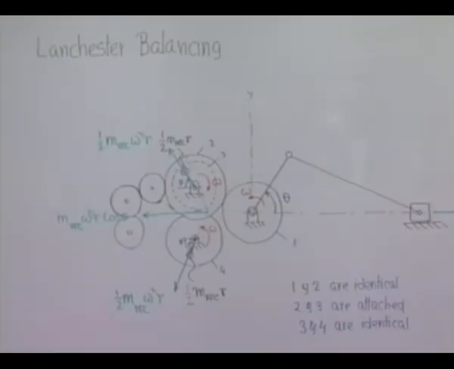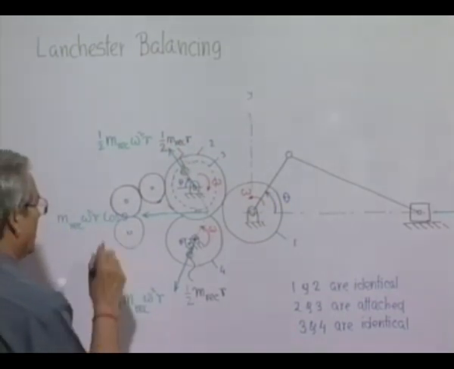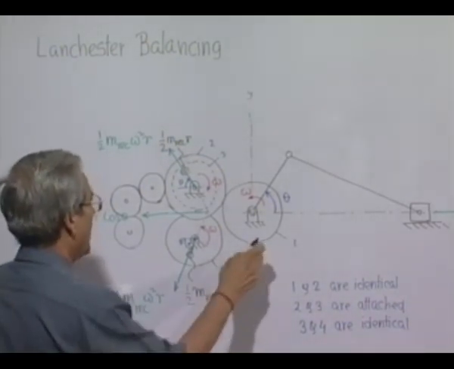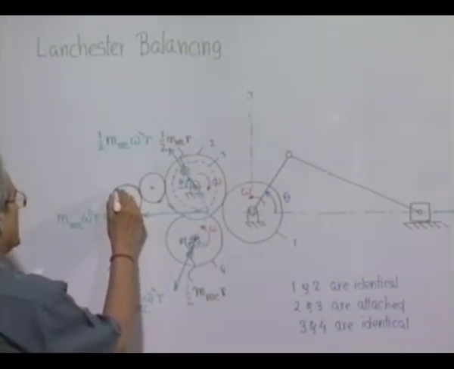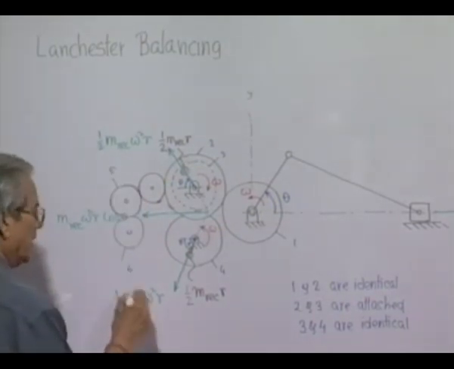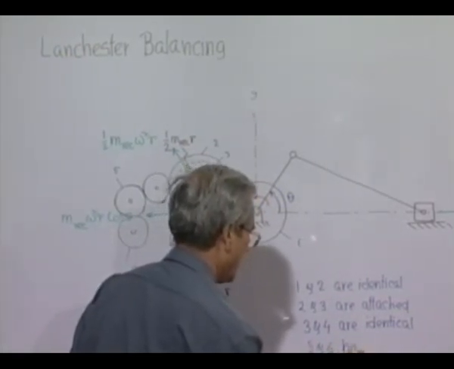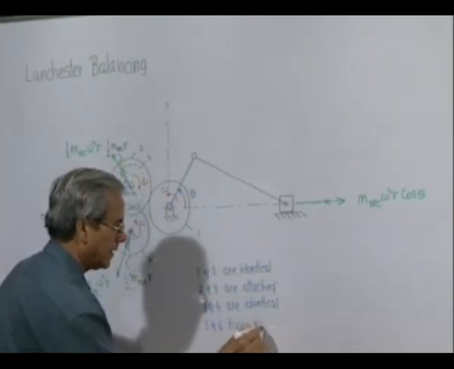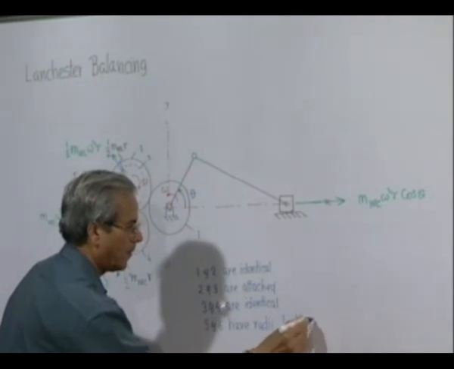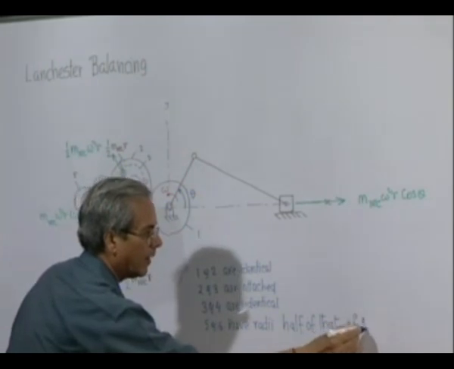So, in such cases what we do, we put another pair of gears whose radius is half the radius of gear 1, 2. So, this is say 5 and this is 6. So, 5 and 6 have radii half of that of 1.